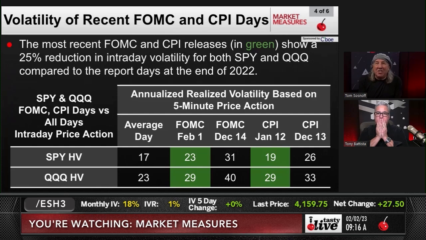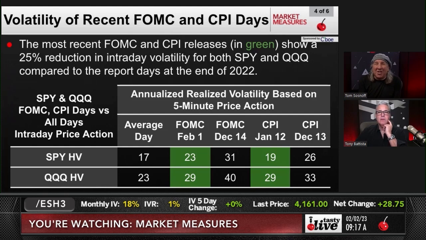Let me clean this up a little bit because there's so much stuff on here. HV is historical volatility. That's what actually happened. So the SPY and the QQQs for both of these reporting days versus all days intraday price action. The first one is the average day. The second one is the FOMC in February versus December, and the third one is the CPI, which was January of this year versus December of last year. And what you can see in all these cases is a huge, well, they put it up here, a 25% reduction in intraday volatility.